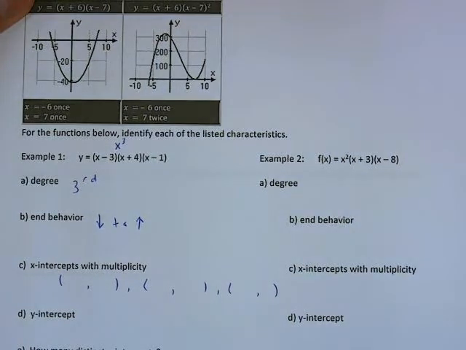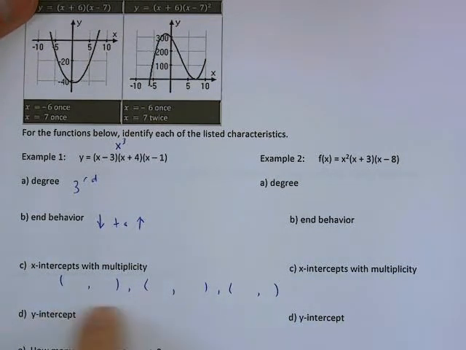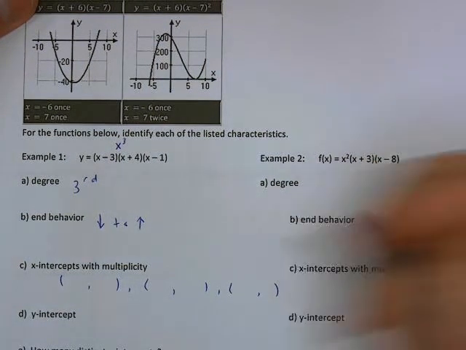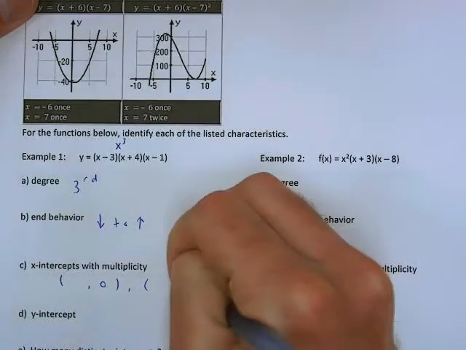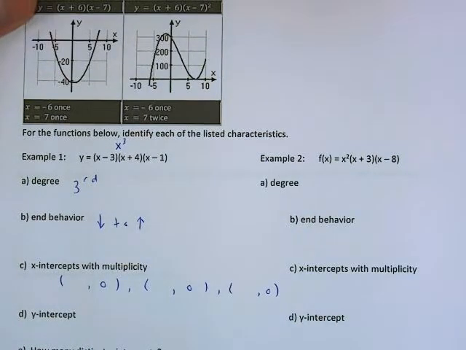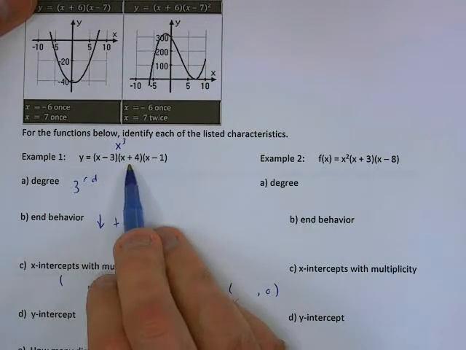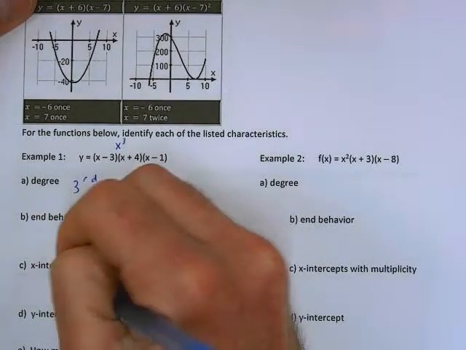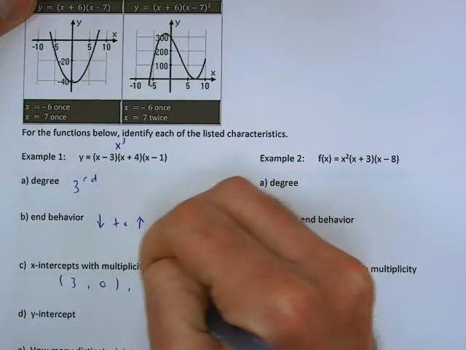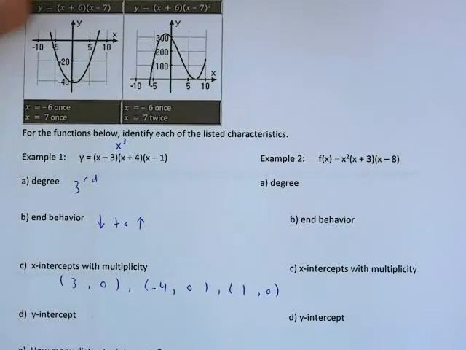Probably could have written that smaller, but that's okay. I know the x-intercepts all have y values of 0. Okay, and then where are my x-intercepts going to be? At (3, 0), (-4, 0), and (1, 0). The order does not matter. Okay, so I'm going to have those 3 x-intercepts.